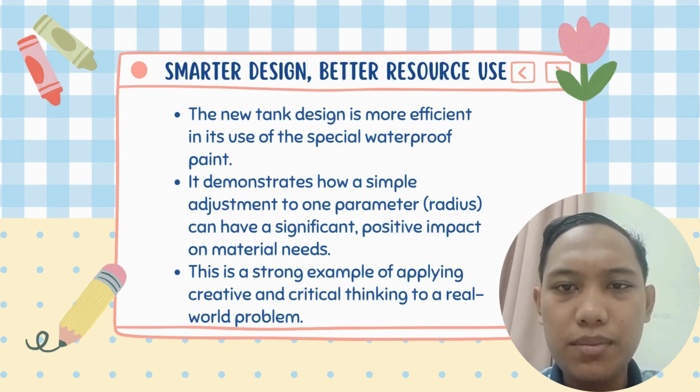What does this mean in practical terms? It shows that the student's idea to double the radius is a great example of creative and critical thinking. The new design is not just different, it's more efficient in its use of the special paint. It demonstrates how a simple adjustment to one parameter, the radius, can have a significant and positive impact on the amount of material needed. The main finding is that it only requires 30 liters of paint compared to the original 60 liters.